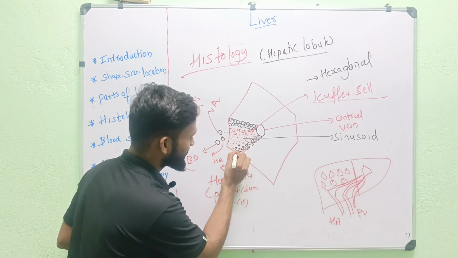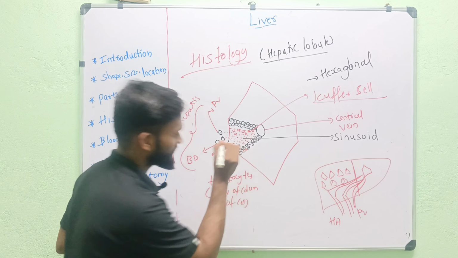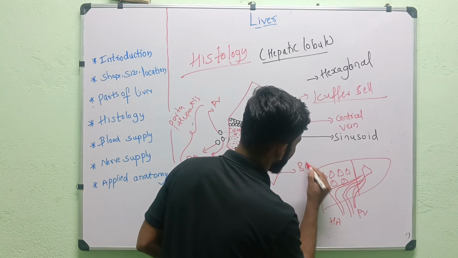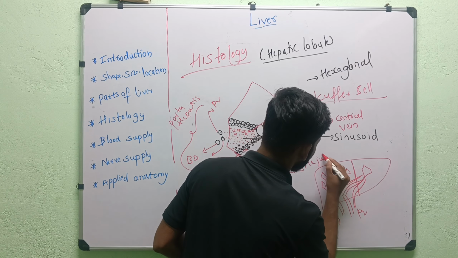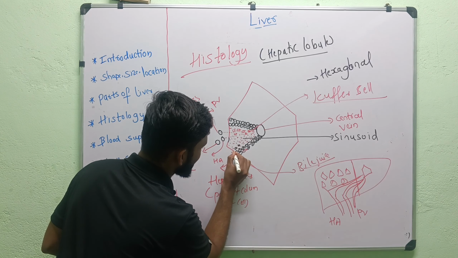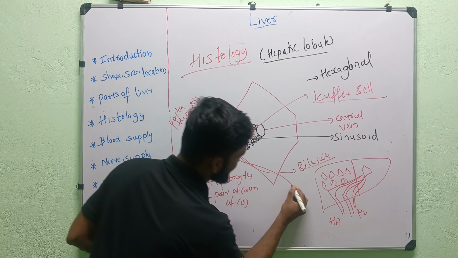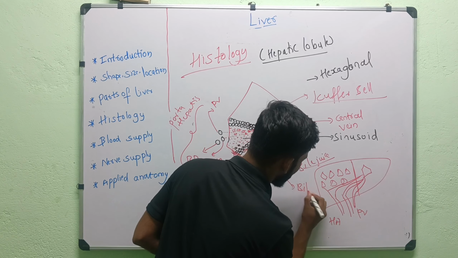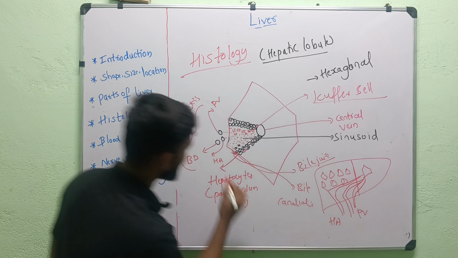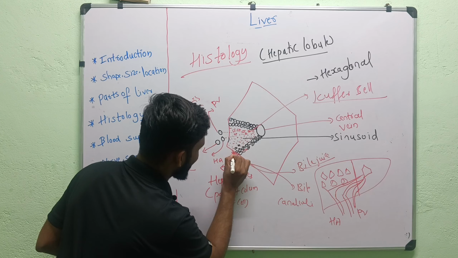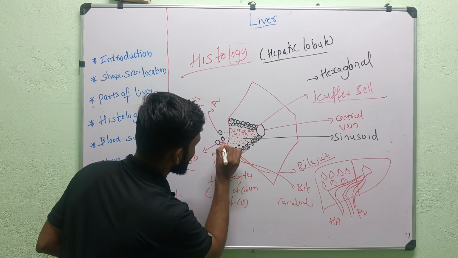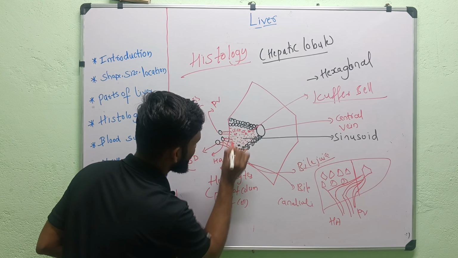Also, it is going to produce one special juice. That juice is known as bile juice. They are going to produce the bile juice. The bile is carried by specialized canals. These canals are known as bile canaliculi. This group of bile canaliculi are connected and going to form one structure.